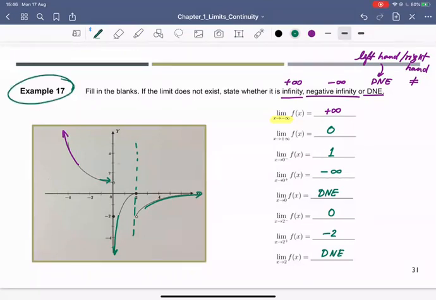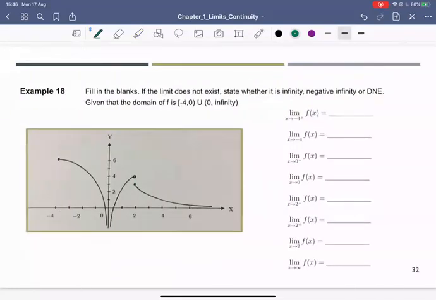So this is example 17, supposed to be easy. All right, so 18. Let's do one more. Limit when x goes to negative 4 from the right, which is here, which is also what number 6.